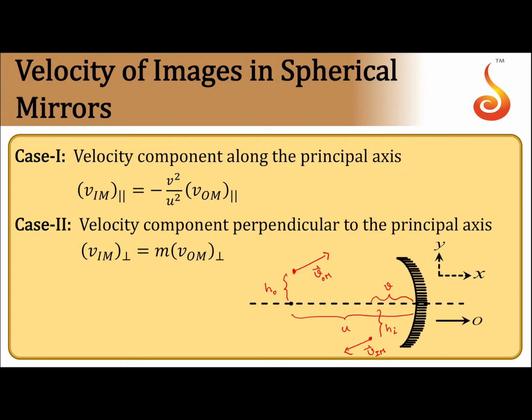Now we have to find the relation between the velocity of the object and the velocity of the image. This involves finding the relation between the velocity component along the principal axis of the object and the velocity component along the principal axis of the image, and the velocity component perpendicular to the principal axis of the object and the velocity component of the image perpendicular to the principal axis. So these two we have to find. To do this, we'll start with the mirror equation.